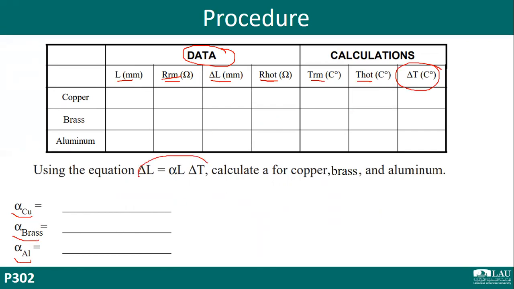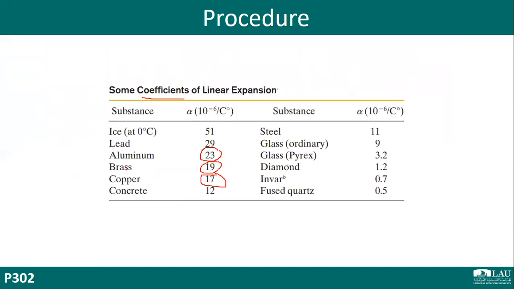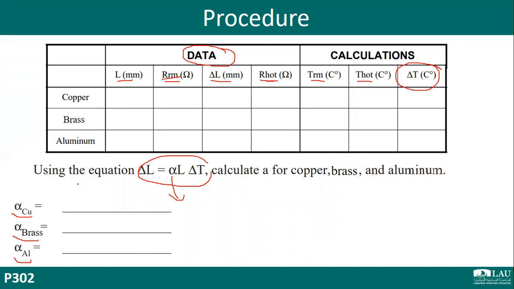Now, if you check the expression, what do you expect the value of alpha would be? Based on the expression. And then to compare your experimental value to the expected one, you use this table. So we have the expected value of the coefficient of linear expansion for aluminum, brass, and copper. You are going to compare it to the obtained one.